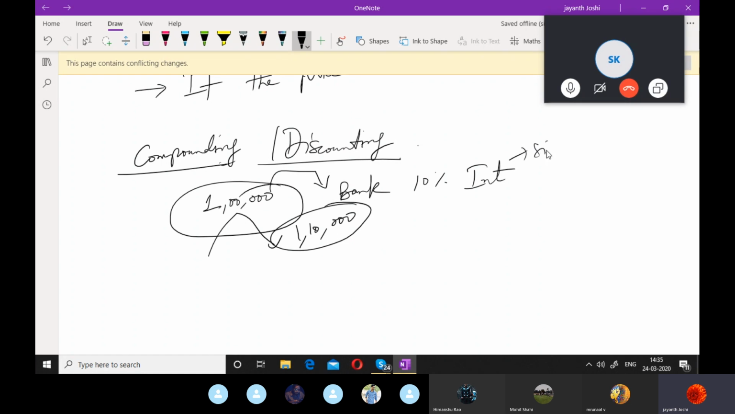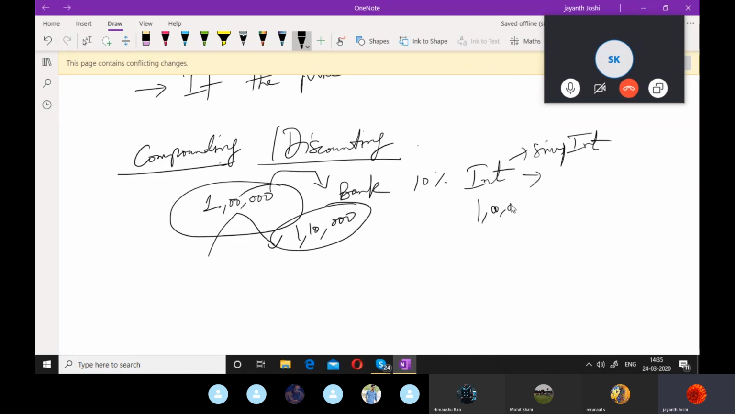Is it a simple interest or a compound interest? For simple interest, your answer would be right. Every year you will be getting a fixed amount of interest, 10,000, 10,000, 10,000. But what about the compound interest? It will differ. Why? Because in case of compound interest, you will be earning interest on interest also.